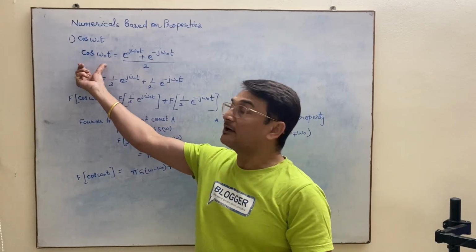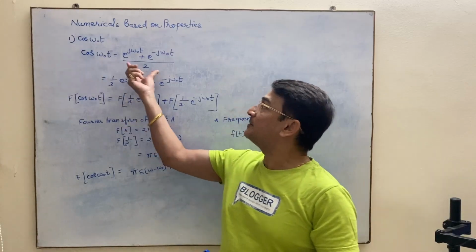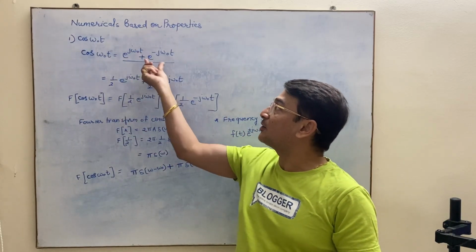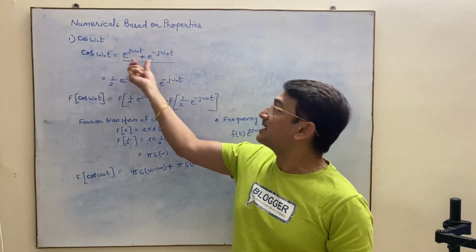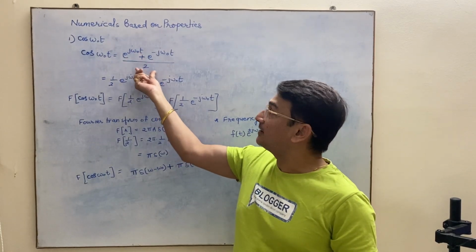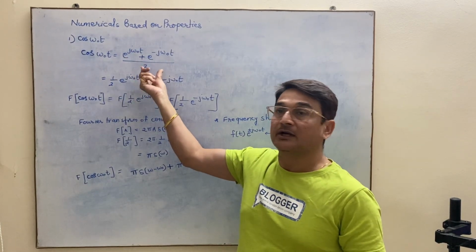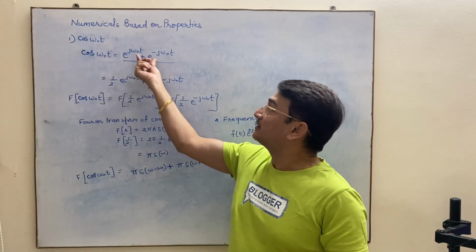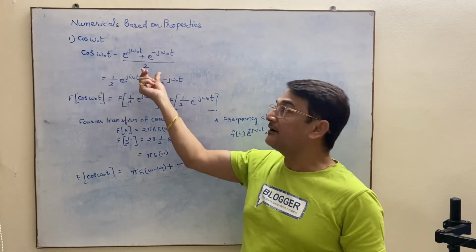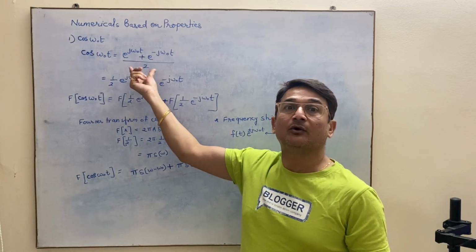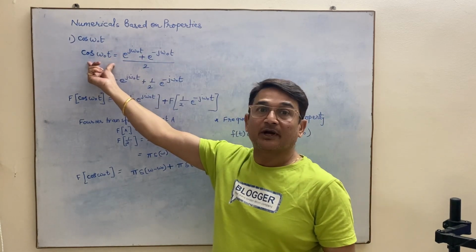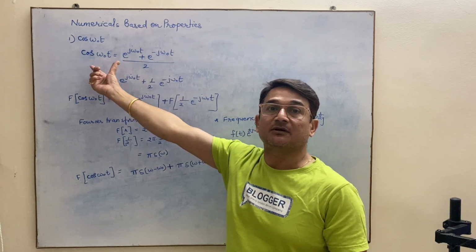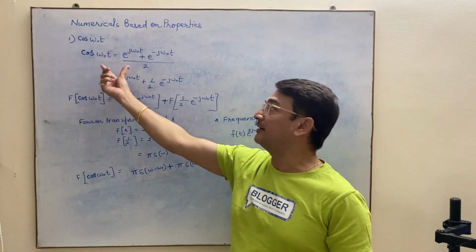As per the trigonometrical identity, cos omega naught t can be stated as e to the power j omega naught t plus e to the power minus j omega naught t upon 2. In the sine it was negative and in the denominator it was 2j, whereas in cos the values are added and in the denominator you are having only 2. So this is the conversion of cos omega naught t in the form of exponential as per the trigonometric identity.